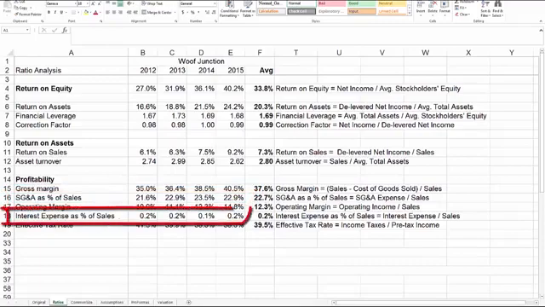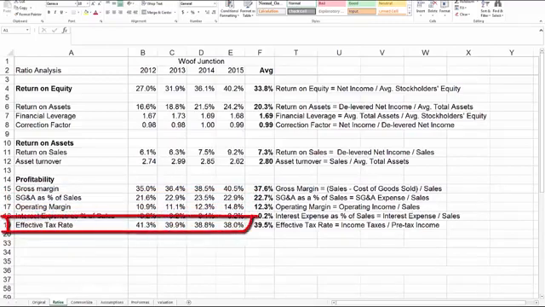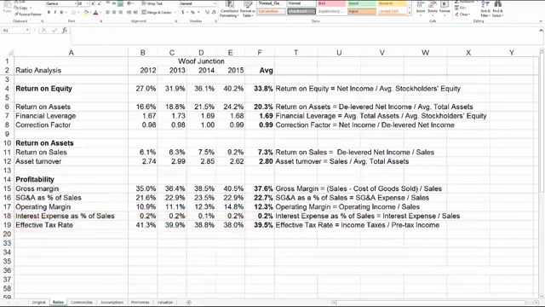Then we have interest expense as a percent of sales, fairly flat, not a big deal for Woof. And then their effective tax rate shows that they're paying a slightly lower tax rate, about 3% over this period. We don't have any facts in the case to tell us what it is, but that also will help their profitability if they're able to find ways to control and reduce their tax burden.